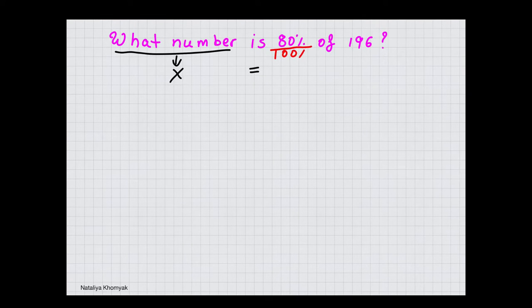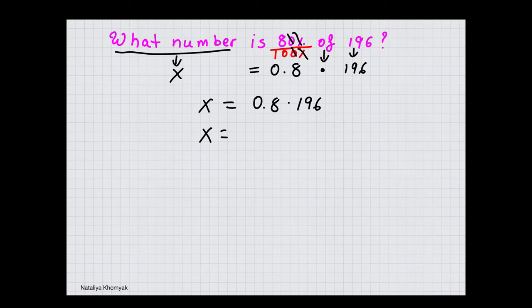So out of 100%, the zeros cancel, so 0.8. "Of" in math is multiply, and 196 will stay the same. Let me rewrite this a little better. So we have x equals 0.8 times 196. All we need to do here is multiply 0.8 and 196, and the product is 156.8, and this is our solution.